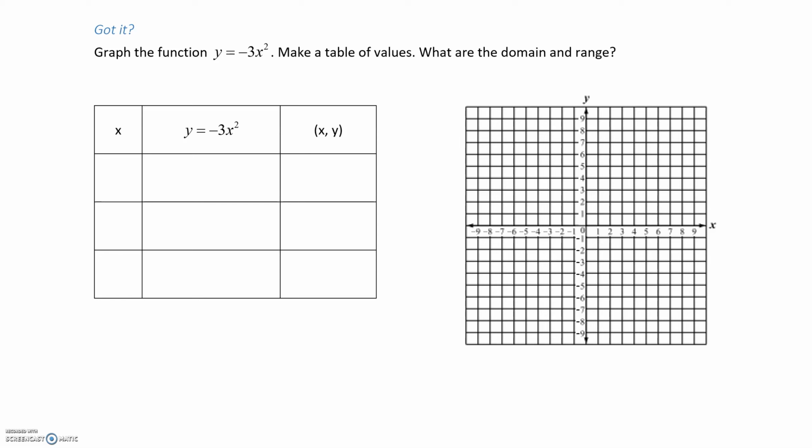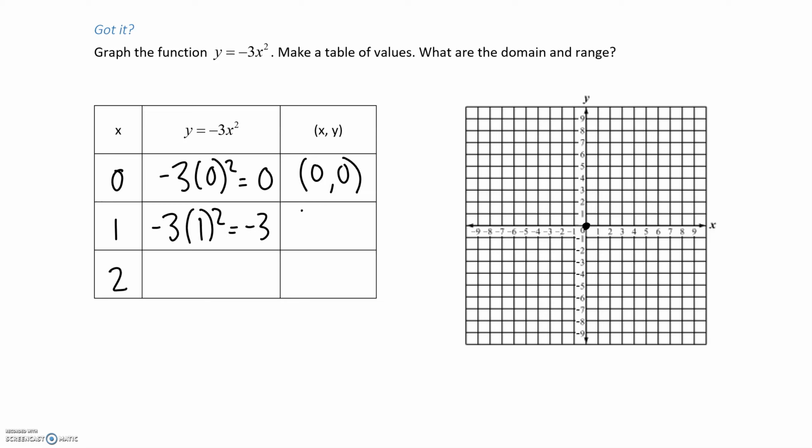For this graph, I'm just going to put in 0, 1, and 2. So for our first one, if I put in 0 to our x squared, that's just going to give me 0 again. So our vertex is going to be (0, 0). Graph that on there. Our next one, we have negative 3 times 1 squared, which is just going to give us negative 3. So our next point is going to be (1, -3). So I'm going to go over 1 and down 3, graph it. And I'm going to go to the other side 1 and down 3 and graph it.